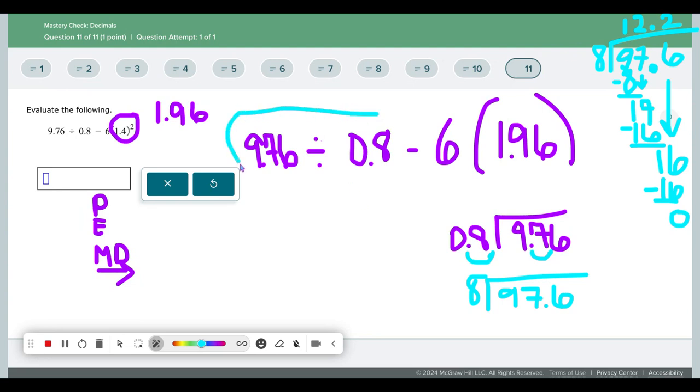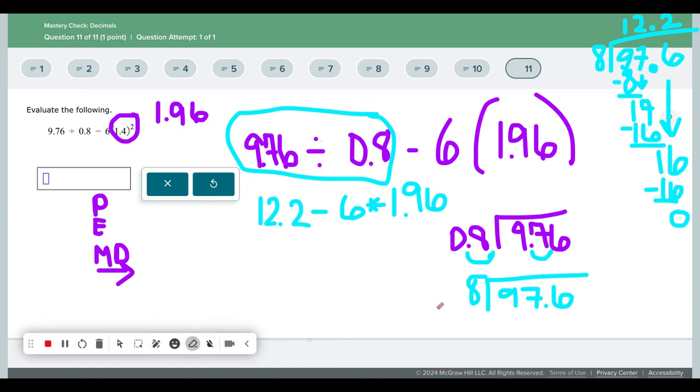So this is now rewritten as 12 and 2/10. And then I'm bringing the rest down, minus 6 times, I'll even rewrite it like this just for us, times 1 and 96/100, right? Okay, so here we go.